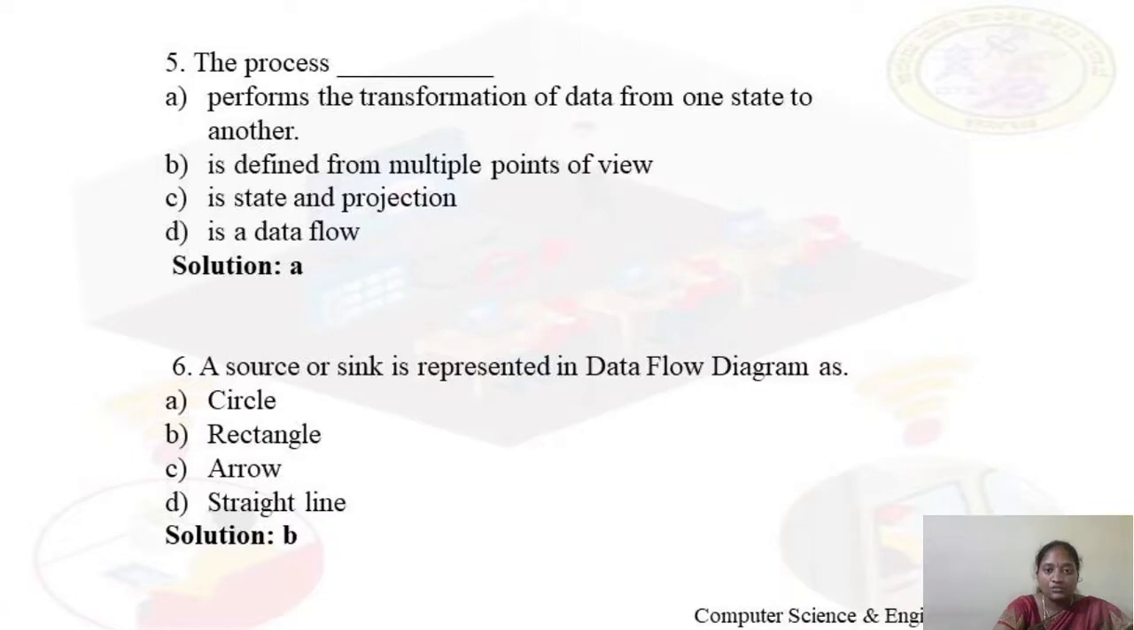So remember the notations used in data flow diagram. Circle is used to represent a process. Rectangle is used to represent source or sink. Arrow is used to represent a data flow. And straight line is used to represent some external files.